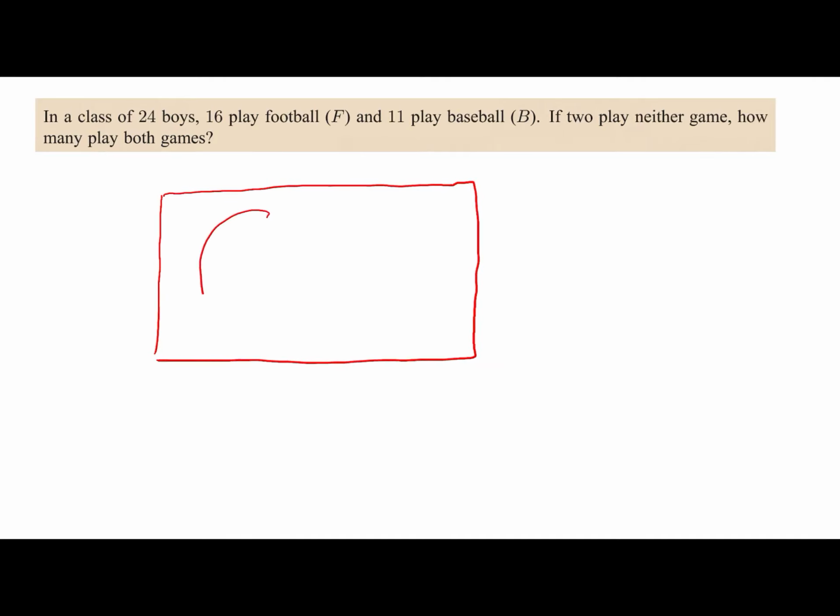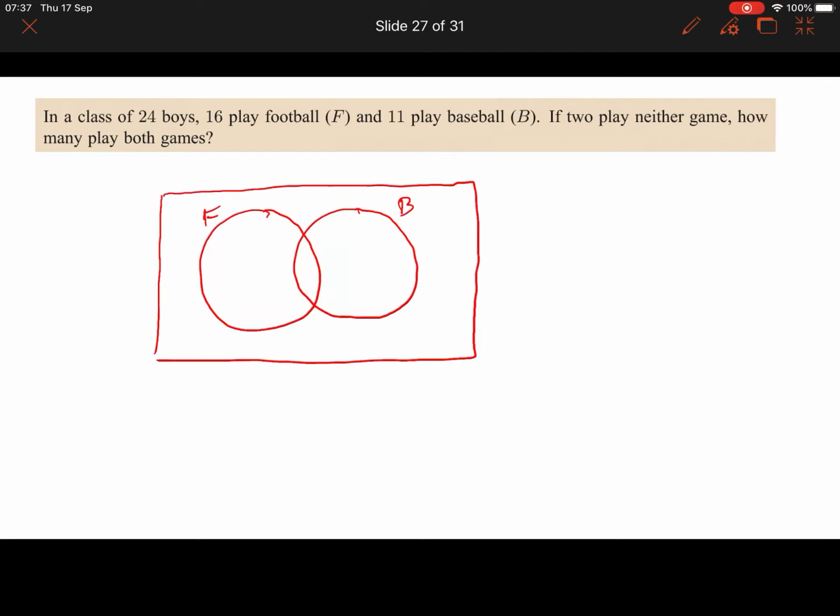Okay. And remember what I said, let's finish it off here, that's F and B. Remember what I said, you always need to start from the middle. Never ever try to put numbers from the outside in, always go inside out, okay? So the first thing you're going to do is find out what goes in F and B, or F intersect B. Well, that's the question. How many play both games? So we don't know. So we're going to put X in the intersect, okay? Because we don't know.